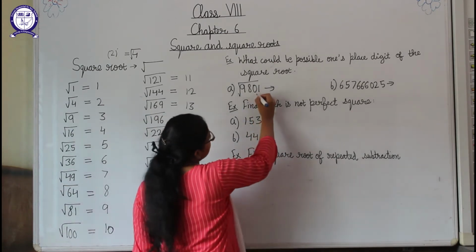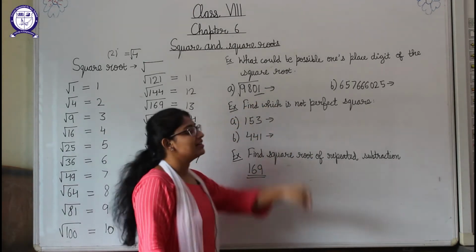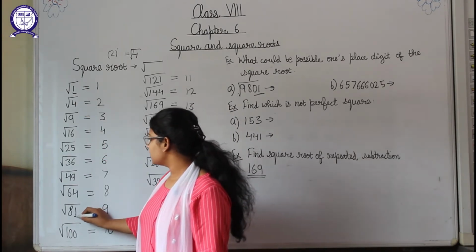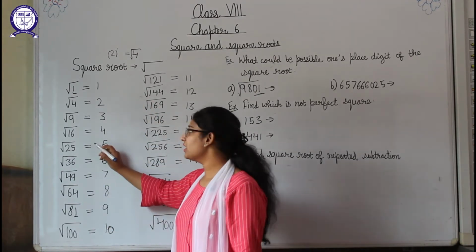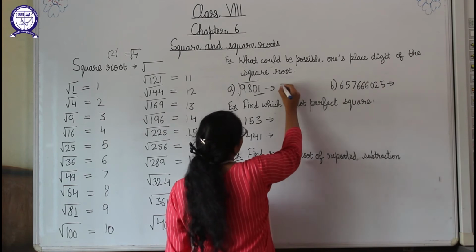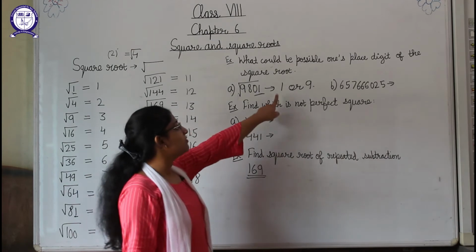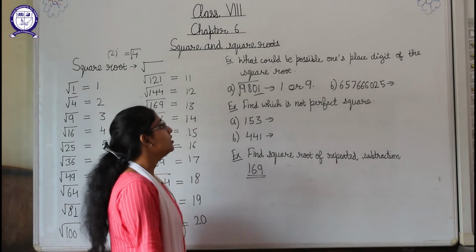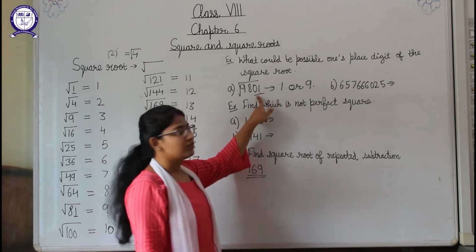So students, you can see the unit place digit of this number is 1. Here the unit place digit is 1, and here also the unit place digit is 1. It means only in the case of 1 and 9 is the unit place digit 1. So we can say that the ones place digit of the square root can be 1 or 9, because 1 1 is 1 and 9 9 is 81, and in 81 the ones place digit is 1 only. So 1 or 9 will be the answer for this question.